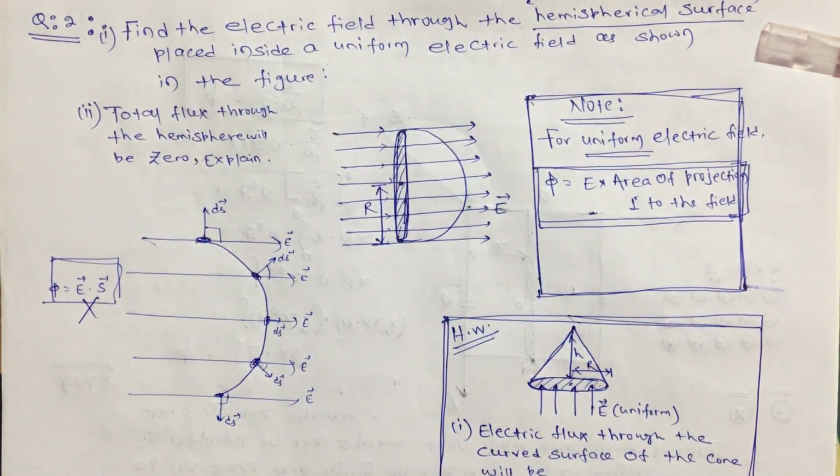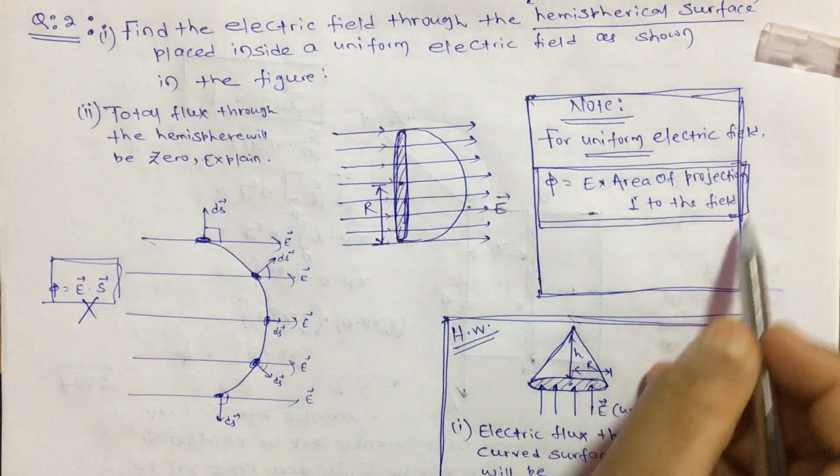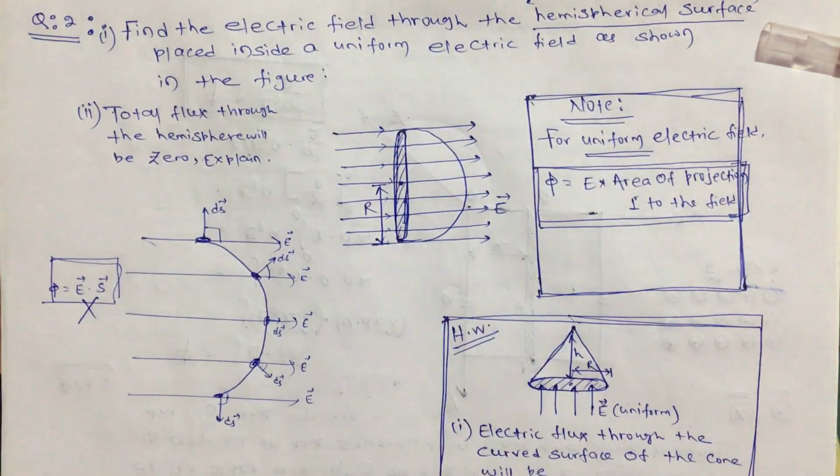So, it is clear that we cannot solve this question by directly using this formula. Now, if you use the integration of E dot ds, then you can find it. But we are not going to use that. We are going to use a simple shortcut here. What is that? First, let me explain why this shortcut is used, and how we can use it.